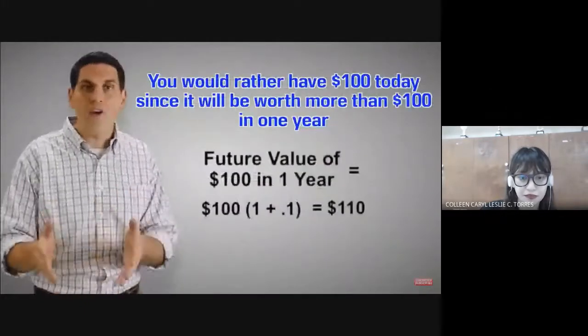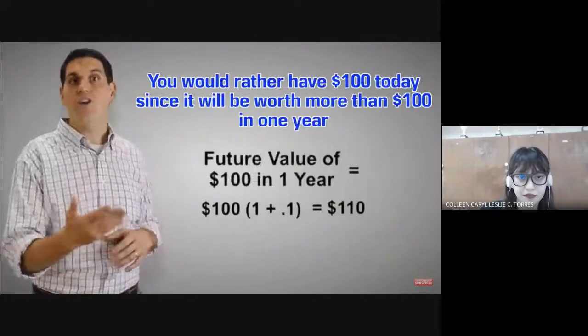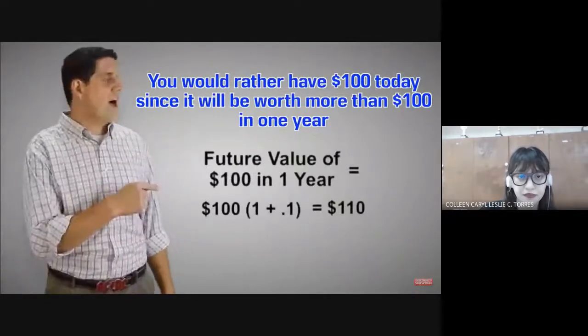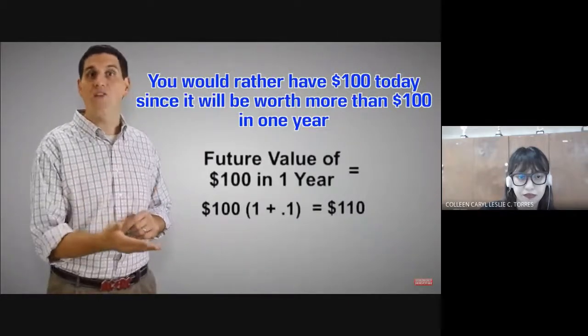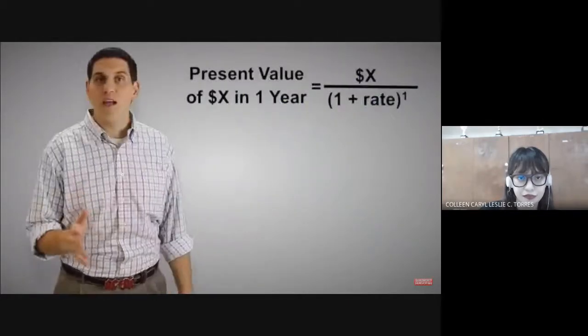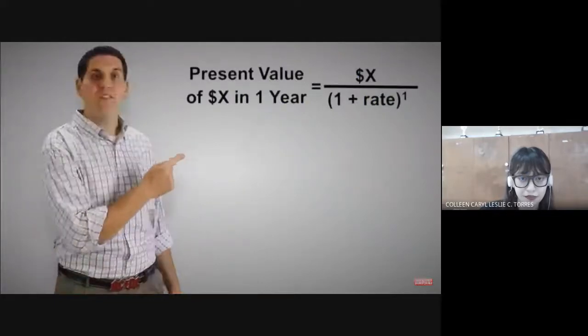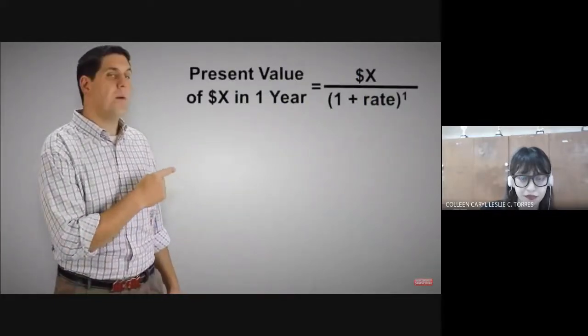Clearly, you'd rather have $100 today than $100 a year from now. Instead of looking at the future value of $100 today, let's look at the present value of $100 a year from now. Well, to get it, you need this equation. The present value of some amount is how much it is in the future divided by 1 plus the interest rate.